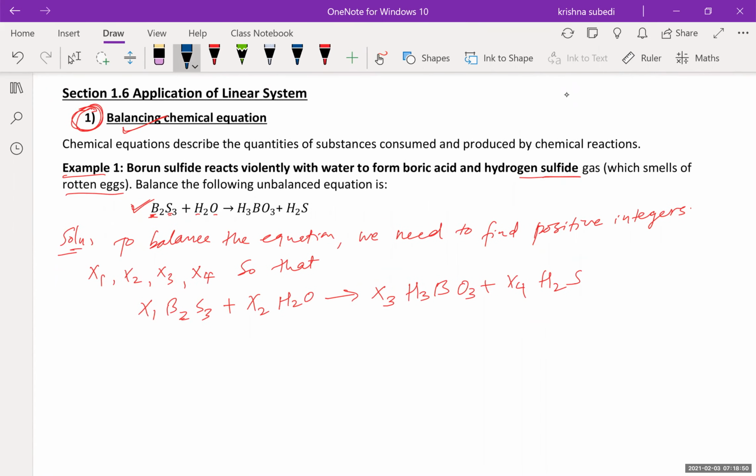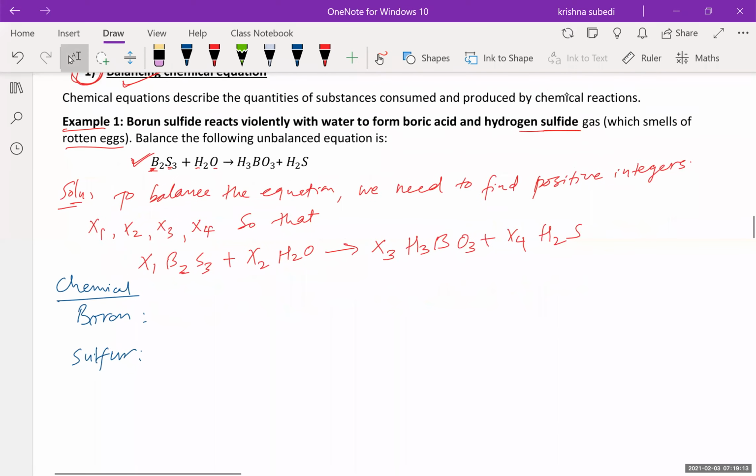The elements here are: one is boron, another is sulfur, and what is the other? Hydrogen, and oxygen. All right, so I believe we have only 4 elements. Yes. Now look at that.